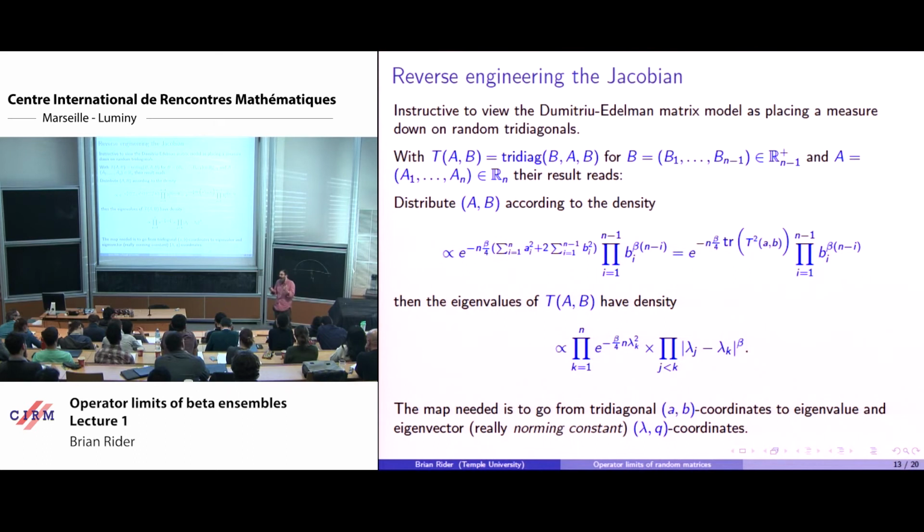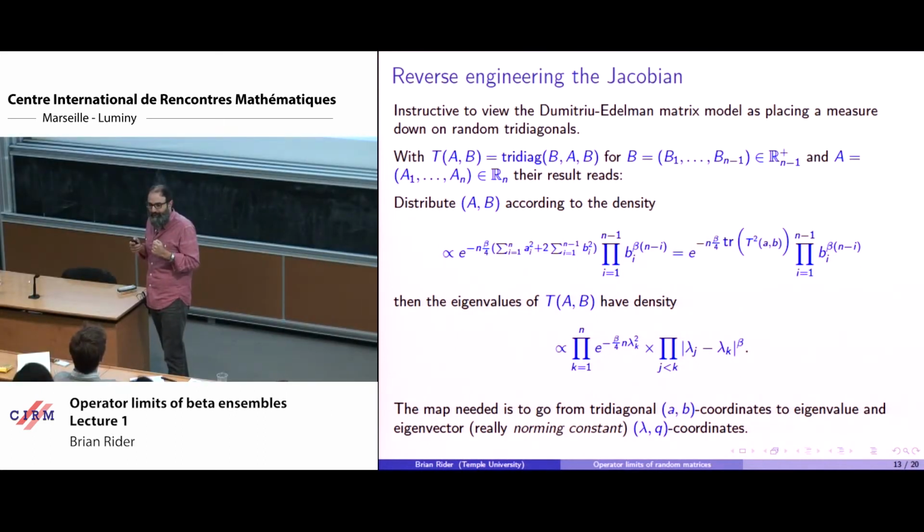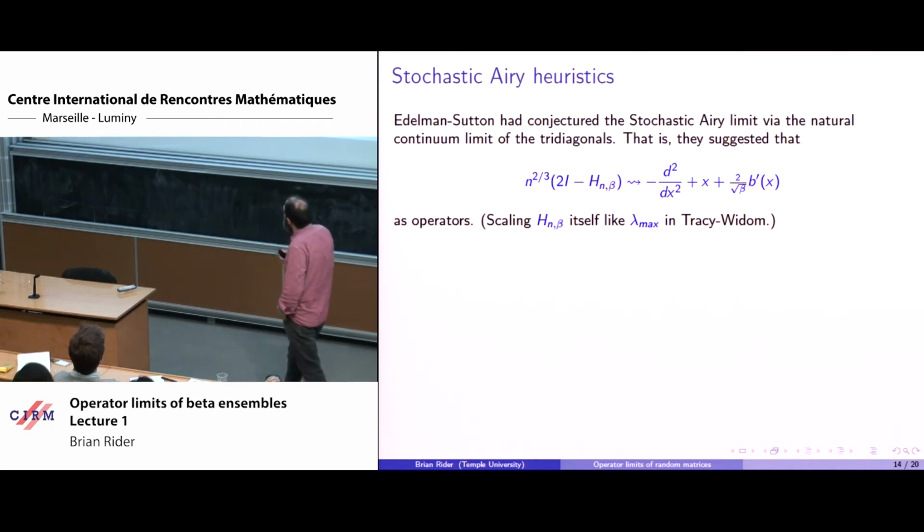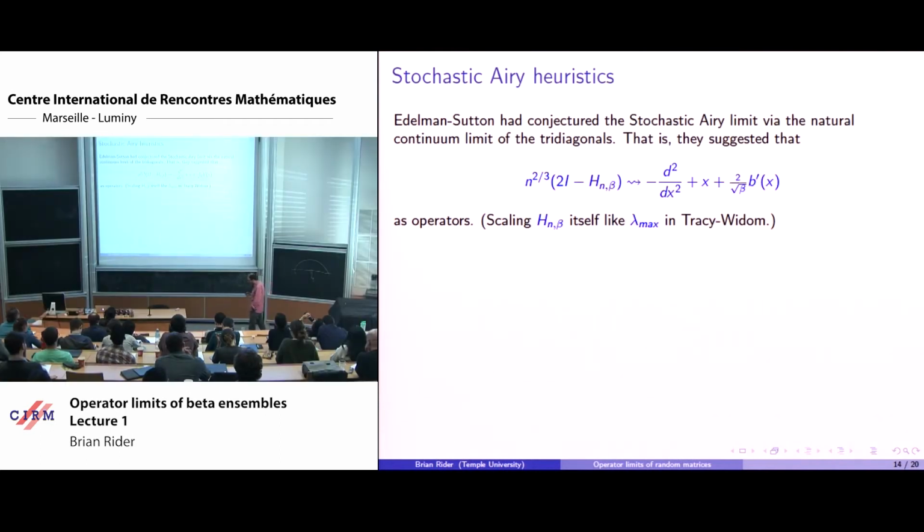The point of view was like, this isn't going to help you compute correlations, right? You have to deal with the operator itself. Okay, so now I'm back to taking the limit of the operator itself. This was just supposed to be some hint of where this possibly comes from. All right. So now you say, this is the conjecture of Edelman-Sutton that led to the stochastic Airy operator.